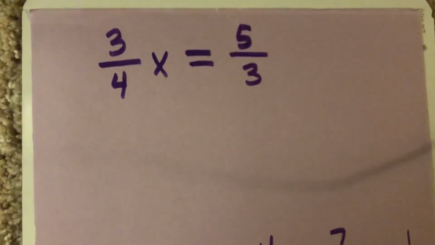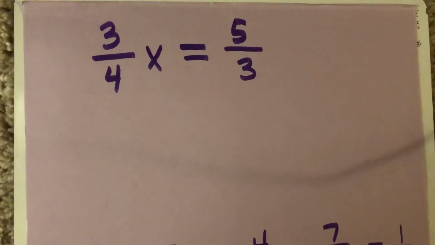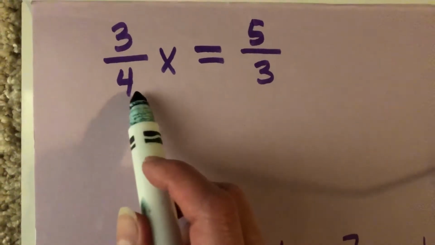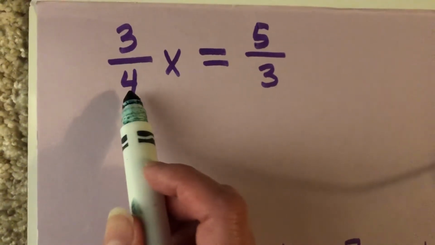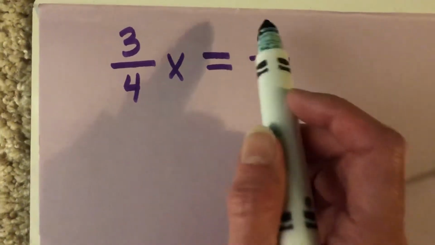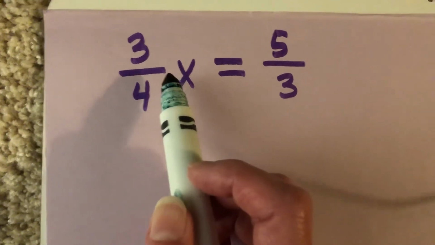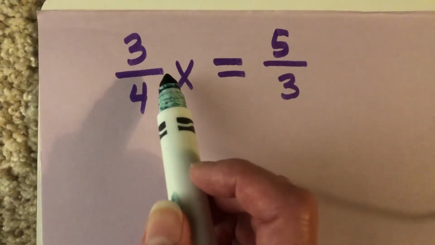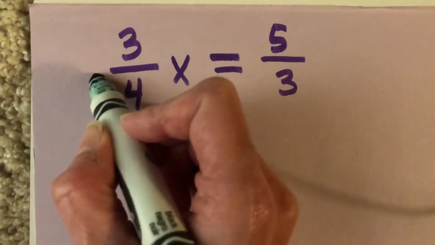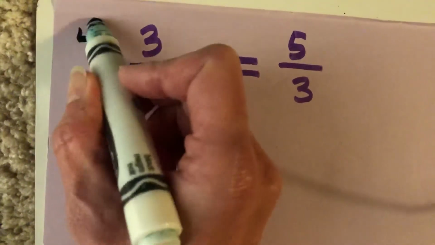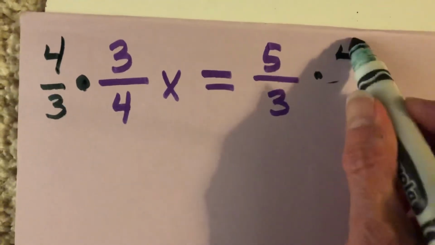In lessons 2.3 and 2.4, you learn how to solve various linear equations. In this particular equation, we want to figure out what x is. This is 3/4 times what number equals 5/3. So we have to get rid of 3/4, which is the coefficient of x. Normally, we undo multiplication with division, but we can't divide fractions. So we multiply both sides of the equation by the reciprocal.